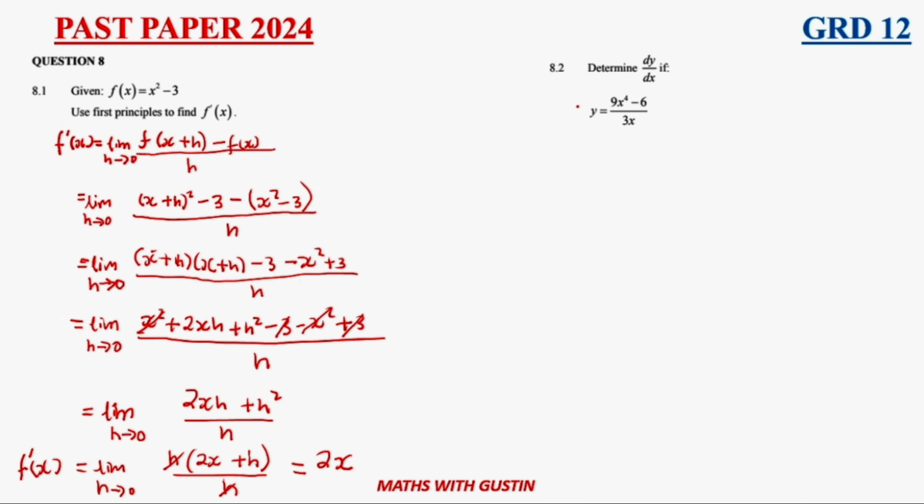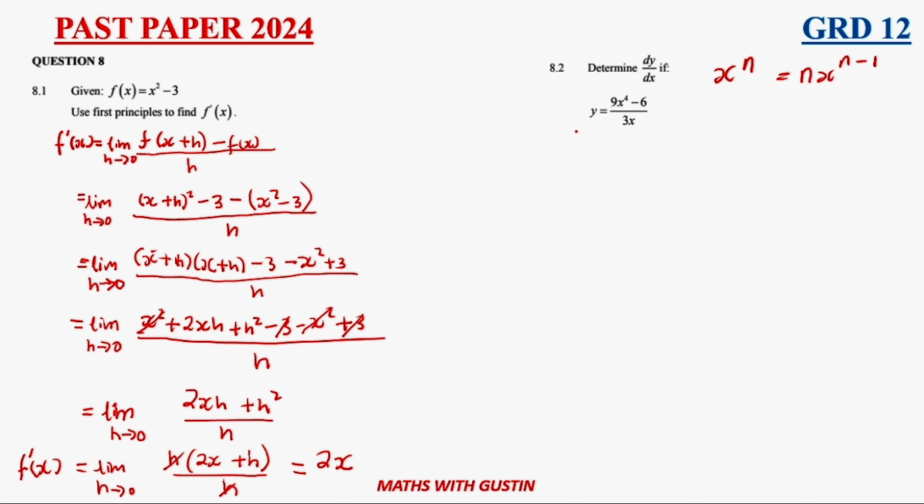All right, let's move on here. We've got a question here, 8.2, given by y equals (9x to the power of 4 minus 6) all over 3x. They are saying, determine dy over dx by definition. All right, by definition, guys, they mean that we bring the n this side, and then we must minus n from the top. That's how you would take the derivative.